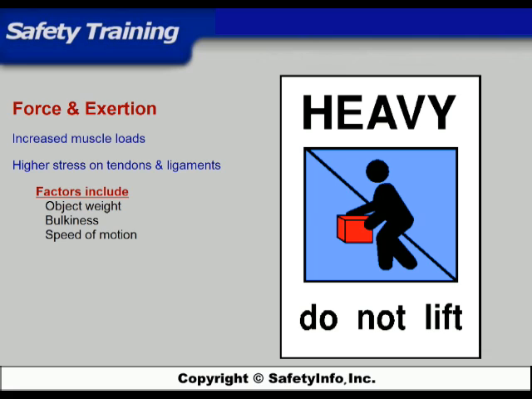As the force and exertion required to perform a specific task increases, the result is higher loads on the muscles, tendons, ligaments, and joints. These forces and exertion factors include weight, bulkiness, and speed at which the motion is performed.